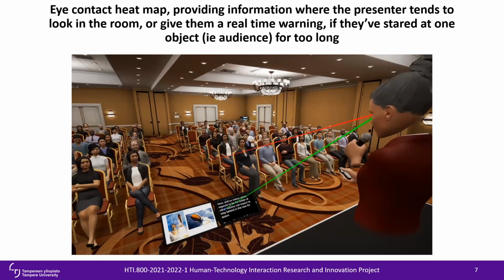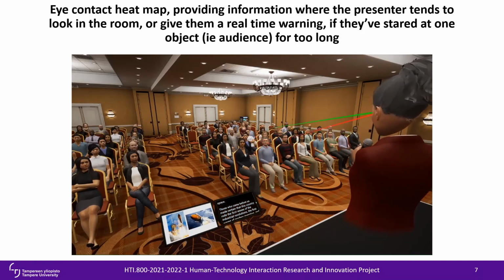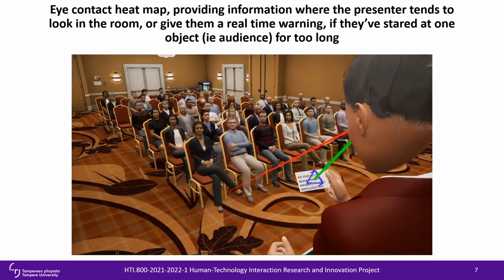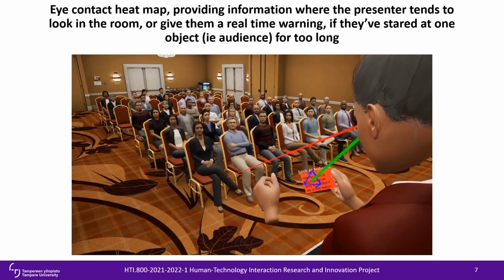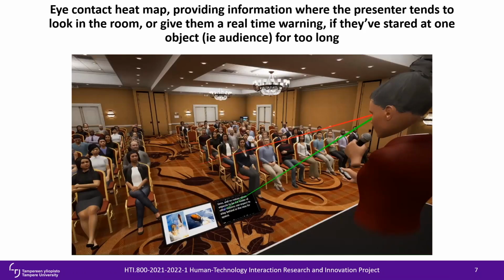Here is another example of an eye contact heat map. So this provides you feedback on how good your eye contact is with your audience. You can get it in real time, or you can record yourself and then look back and see the feedback. But I think the benefit from our solution here is that you can do it in real time when you're already presenting.